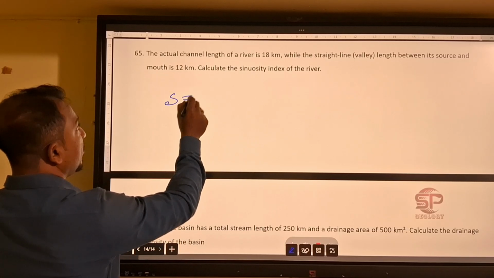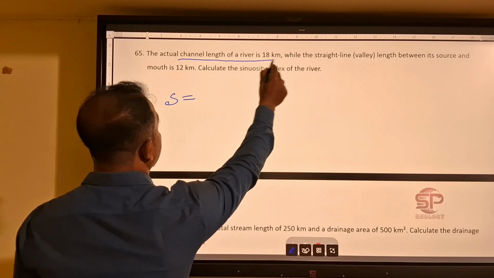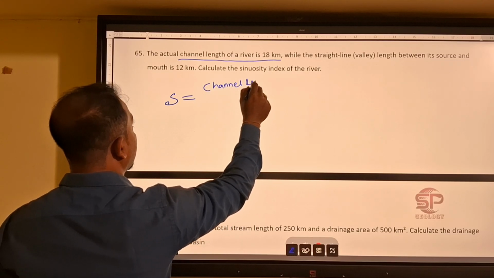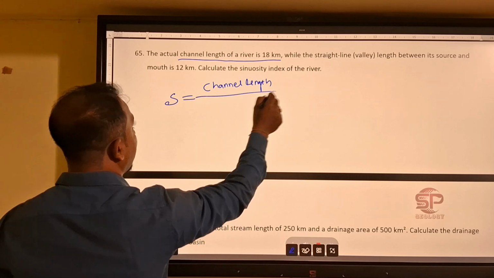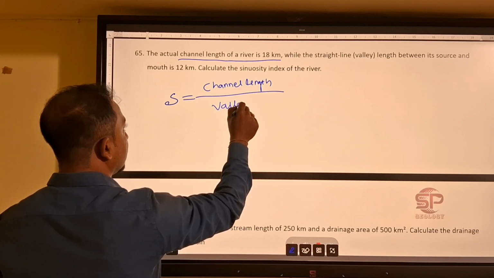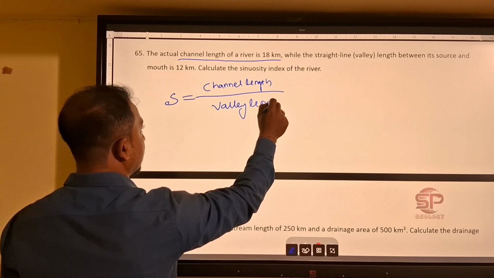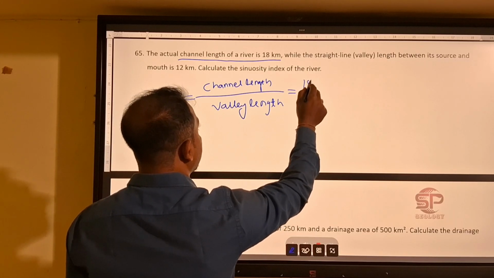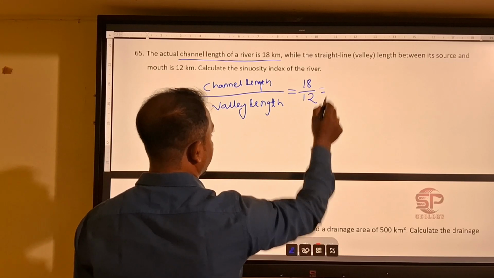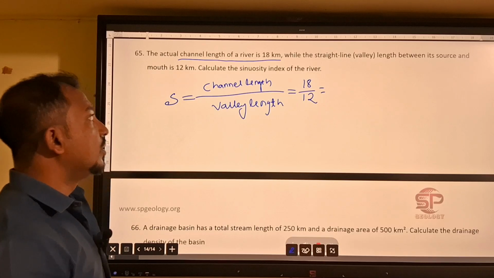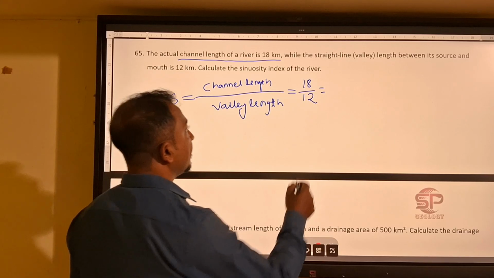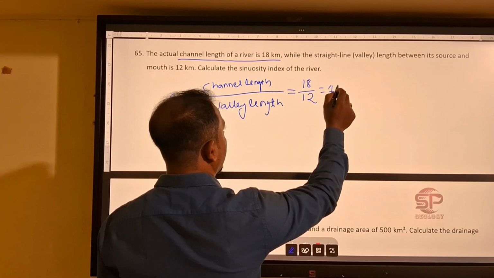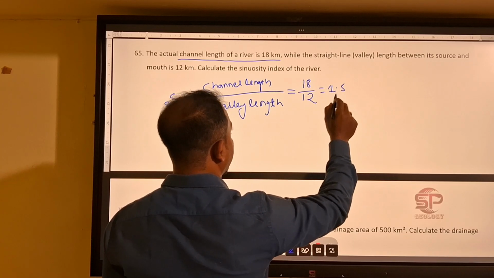So sinuosity will be channel length divided by valley length. So it will be channel length 18 divided by 12, so it will be 1.5.